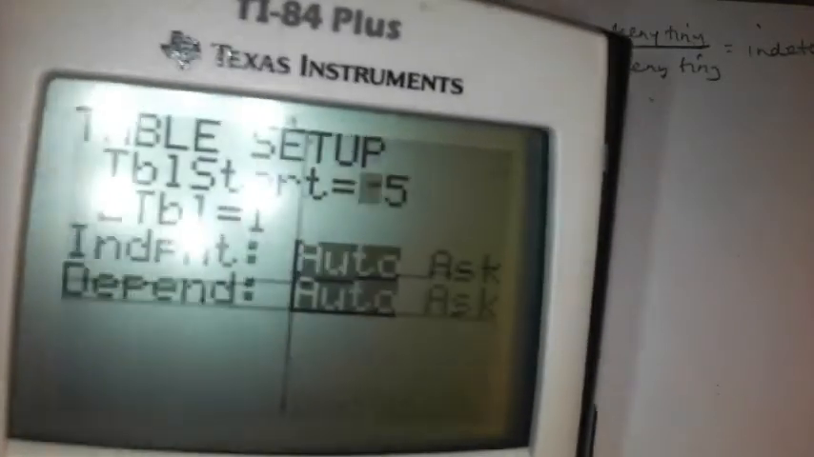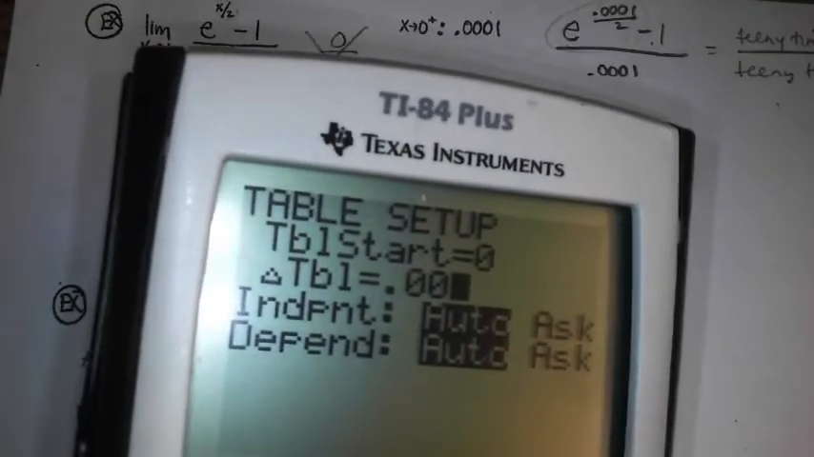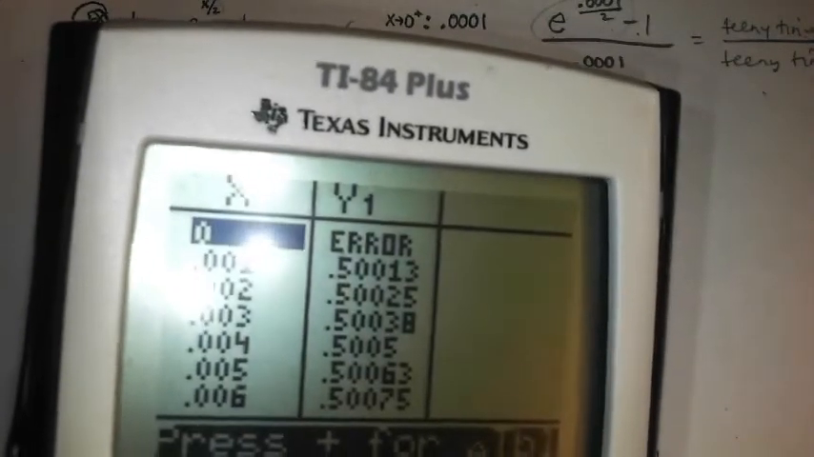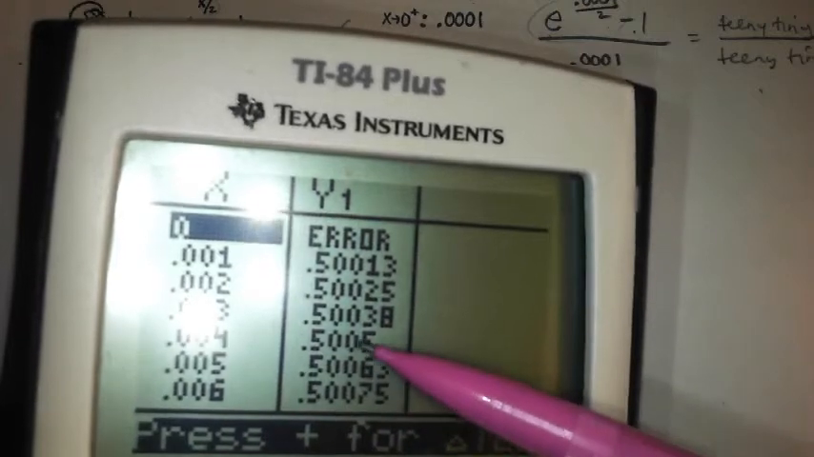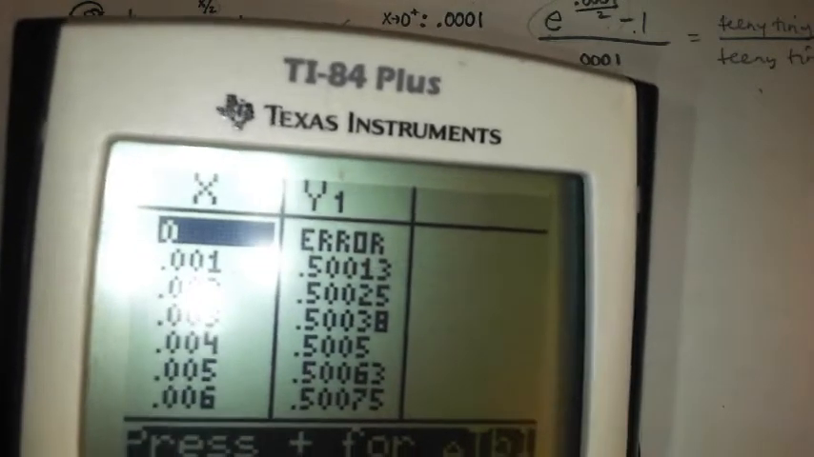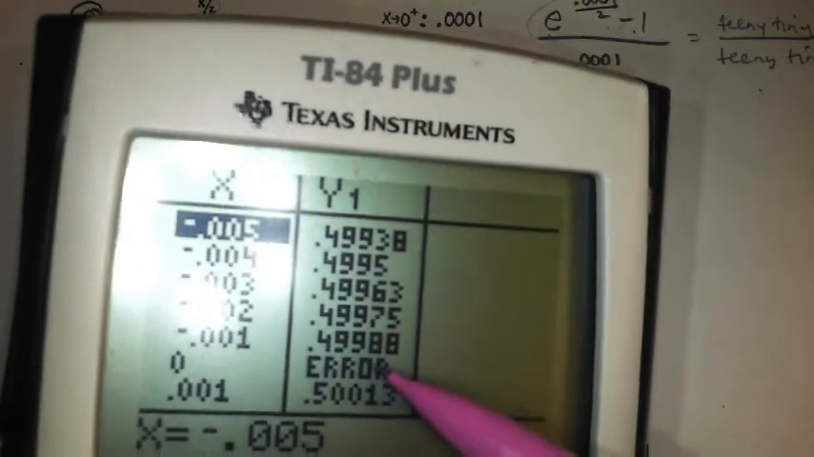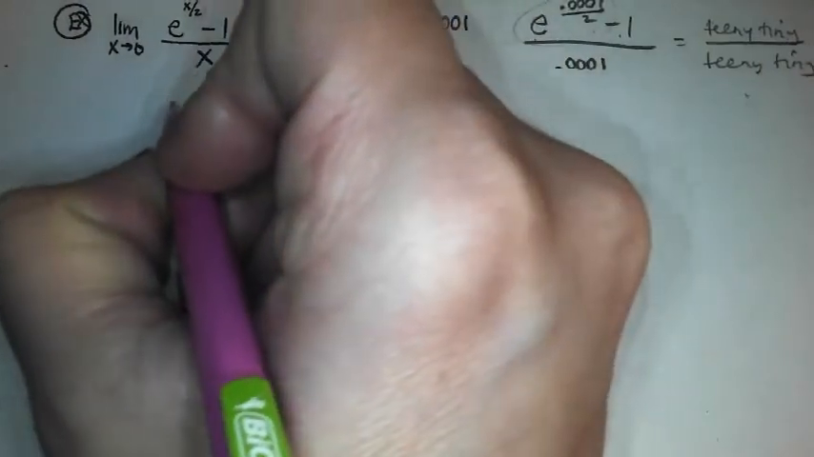So I would set up my table to start at 0, because that's what I'm approaching. And I would get closer and closer to it by something really small. And then I would look at that table, and I would see coming from the right, it's getting smaller and smaller towards 0.5. And coming from the left, it's getting bigger and bigger towards 0.5. So your answer there is 0.5.